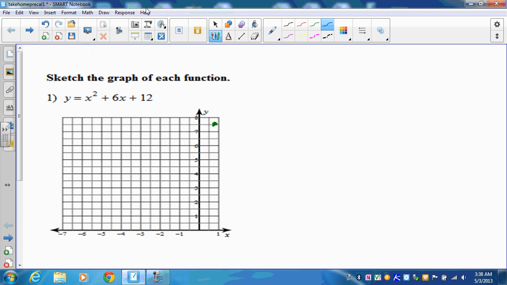Okay, we're going to take a look at the odd problems on the take-home test pre-cal. So the first problem we have is they want us to sketch the graph of this function. So what we're going to do is we're going to find the vertex.